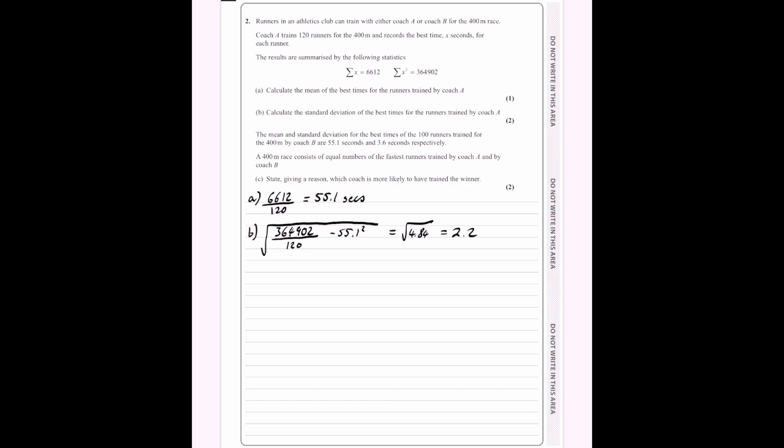Coach B's standard deviation is higher. And that tells us that the range of running speeds of his runners is going to be greater, and so he's likely to have more runners who are faster. So in an event where only the faster runners are running, Coach B is going to have a greater number of faster runners because of that higher standard deviation. So some explanation along those sorts of lines will do the trick.